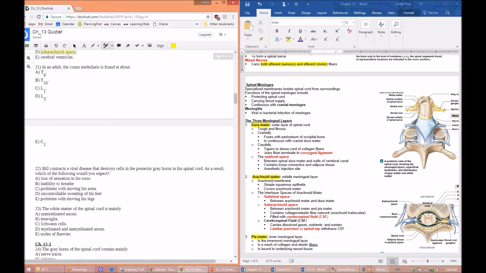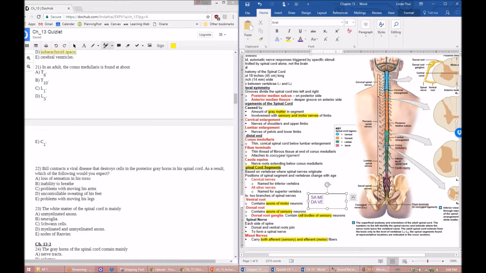In adults, the conus medullaris is found at about, look at the picture. Answer is L1. That's because there's our sacral, lumbar, the vertebra ends around there. That's going to be the beginning of our horsetail.